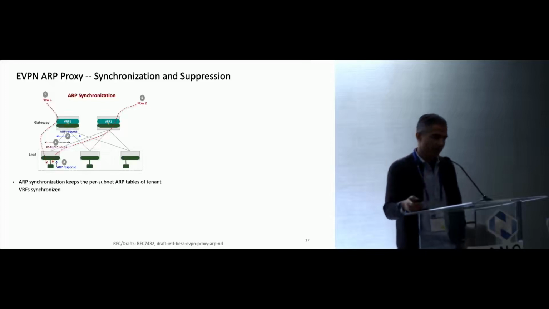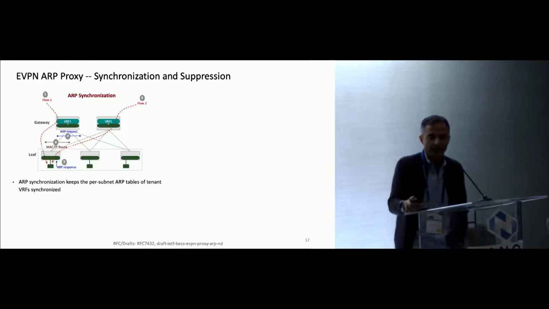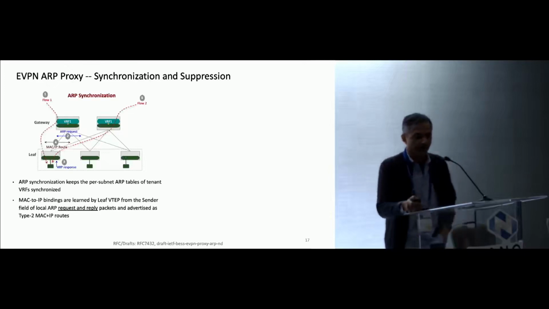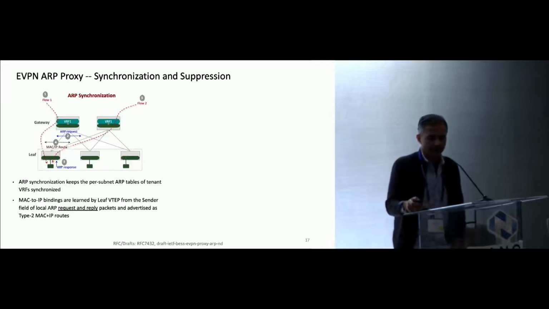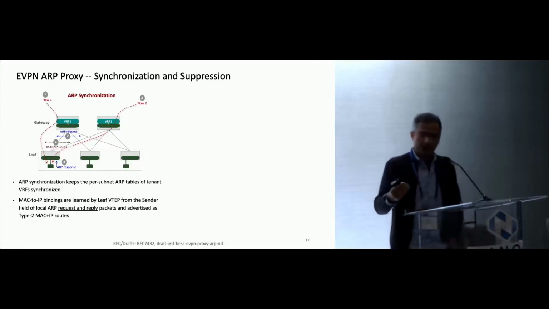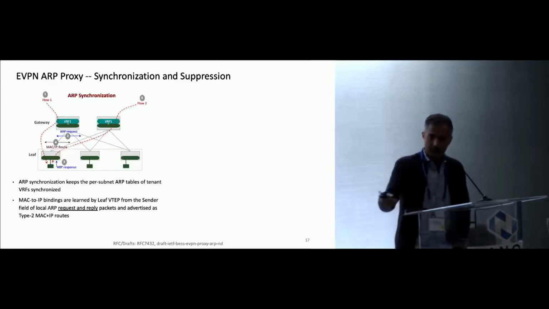These ARP tables are actually sort of pre-populated, all at the same time. The way they're populated is that the leaf VTEPs at the bottom are snooping ARP, and they basically extract the IP MAC bindings from the sender field of ARP requests and ARP responses, and they send it in the control plane as MAC plus IP routes.